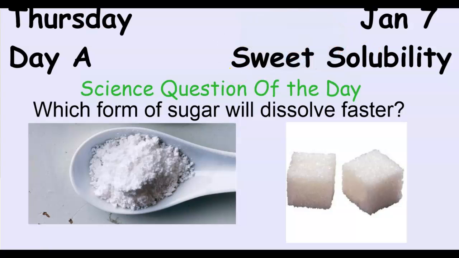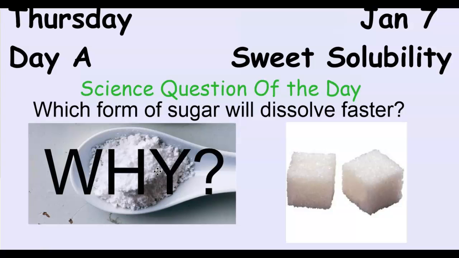Question of the day, guys. What form of sugar dissolves the fastest? If I put both of these in water, stir them up, keeping all their factors like temperature and stirring and other things the same, which will dissolve fastest? Right, powdered sugar, but why?